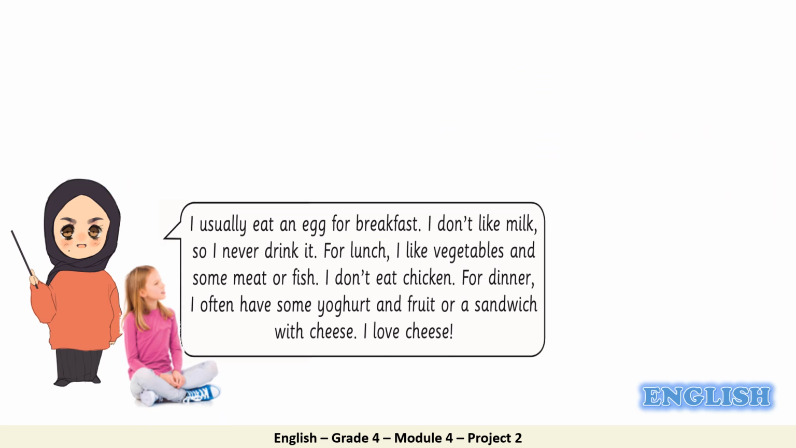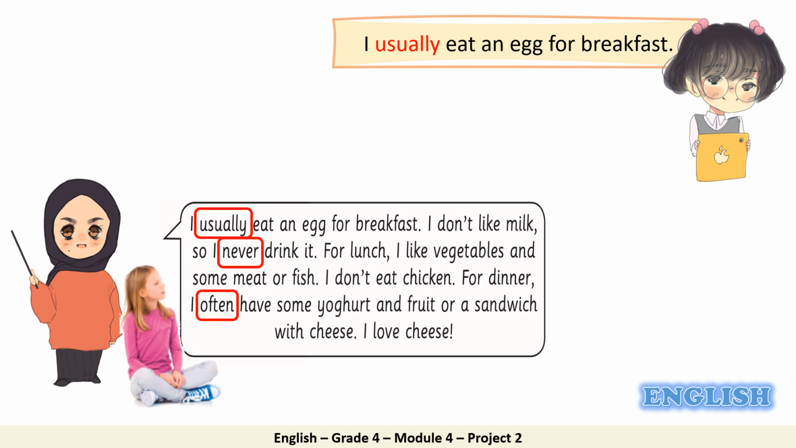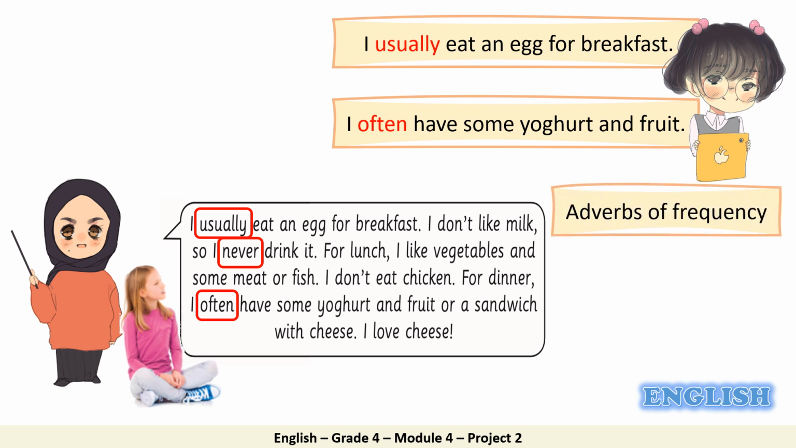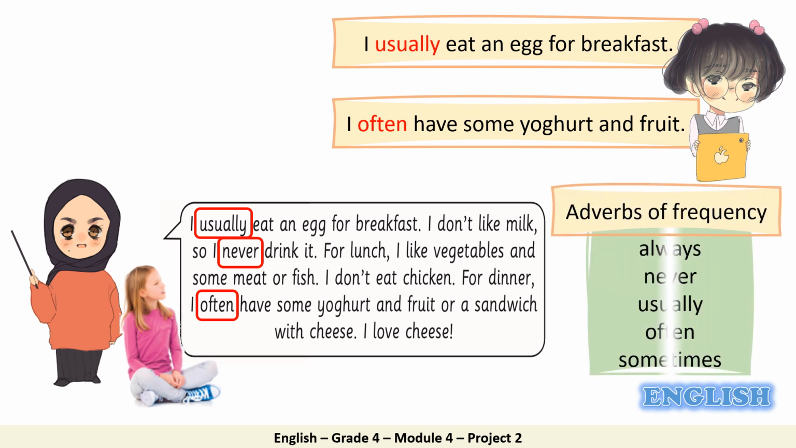Now read with me. Usually, never, often. What are these words? Now read the sentences with me. I usually eat an egg for breakfast. I often have some yogurt and fruit. We call these words adverbs of frequency. And they are always, never, usually, often, sometimes.